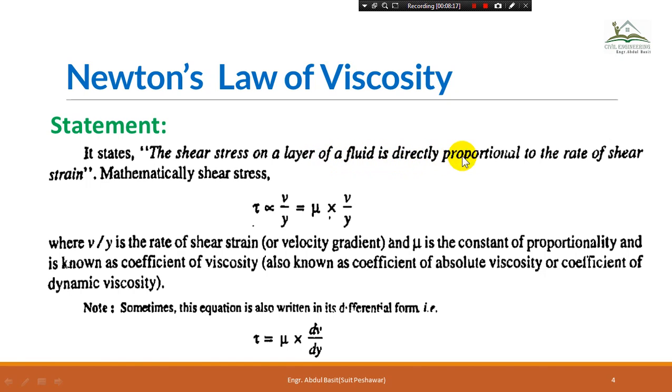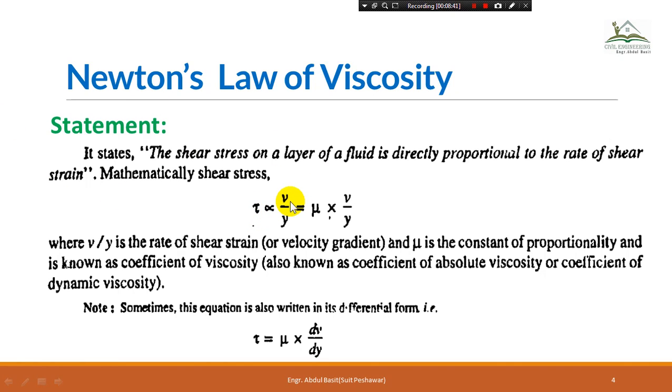Okay, then coming to Newton's law of viscosity, the statement says that the shear on a layer of a fluid is directly proportional to the rate of shear strain. What is meant by shear strain, and what is shear force? Here this is shear force, that is tau, which is F divided by A, the force required parallel to the area. So that is force per unit area.